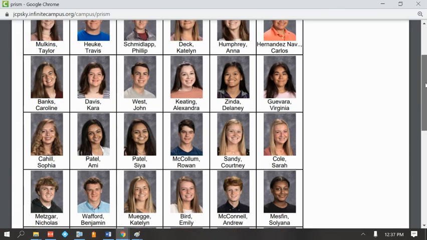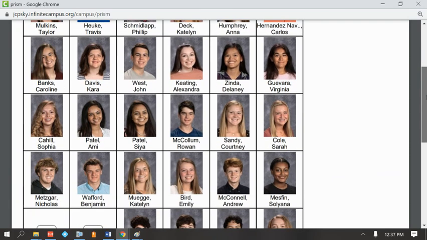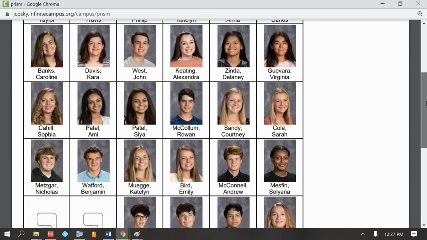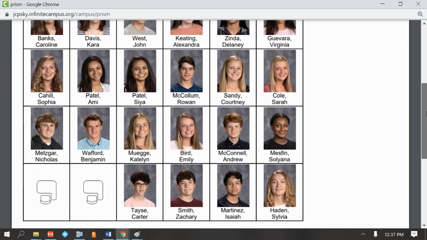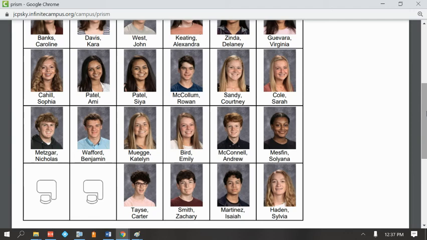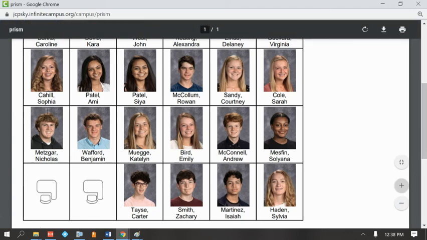Second row, Caroline, Kara, Jack, Alex, Delaney, Virginia. Third row, Sophia, Amy, Sia, Rowan, Courtney, Sarah. Fourth row, Nick. Look, Nick, you got a little shaggy mop. See, I had no idea what Nick looked like. I had no idea what Sophia looked like till today, till she turned her camera on. Amy, I had no idea what you look like till now. There's Ben, and we have Caitlin and Emily and Drew and Soliana. And then in the last row, we'd have Carter and Zach and Isaiah and Sylvia.